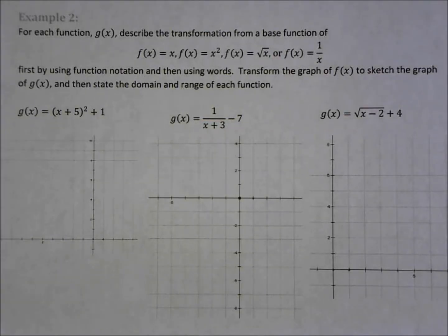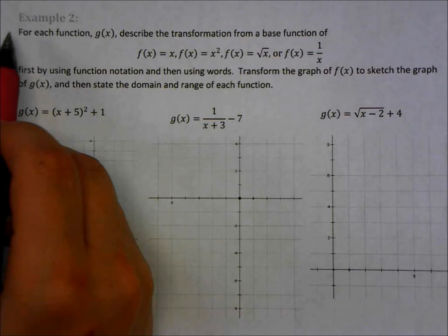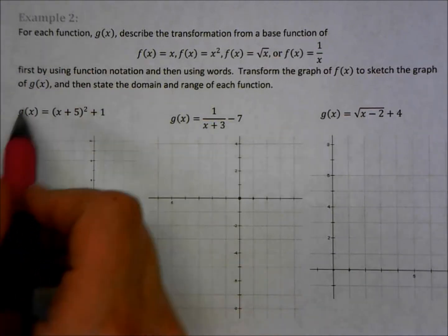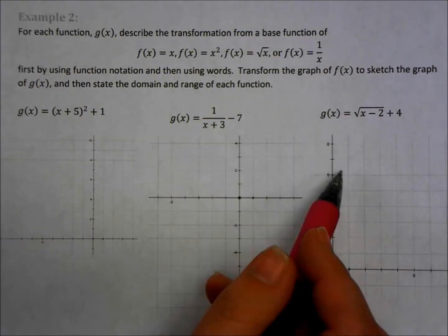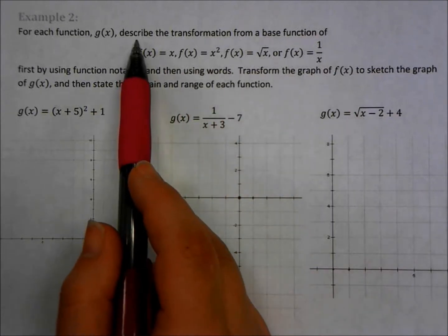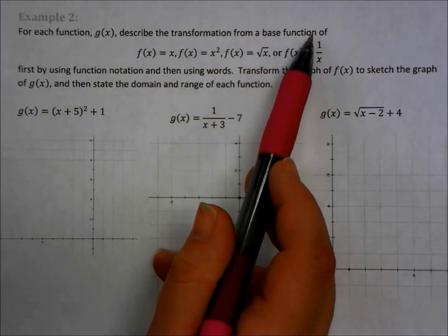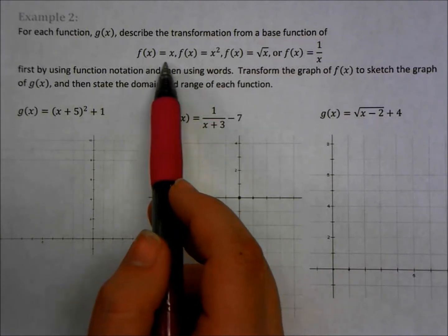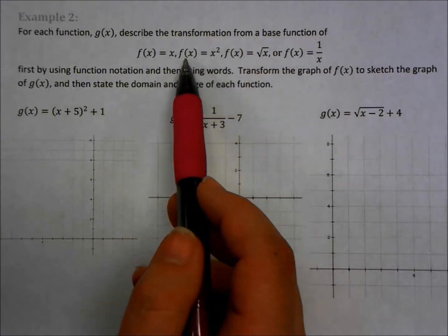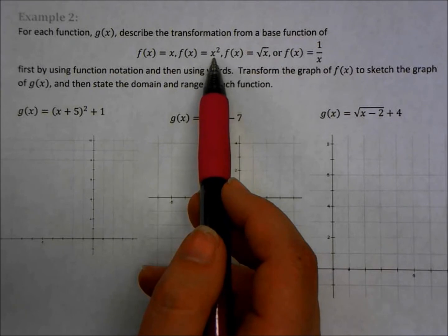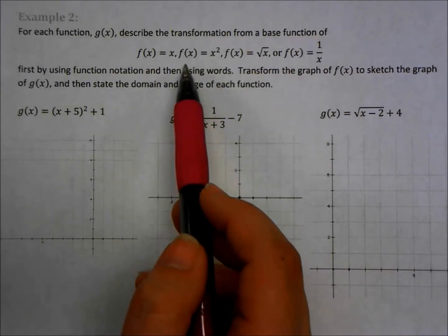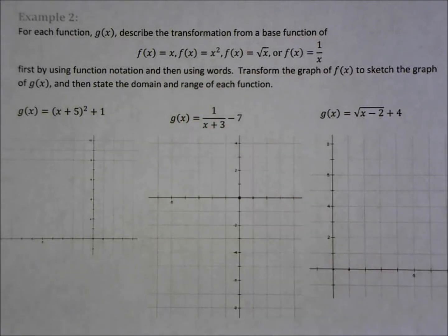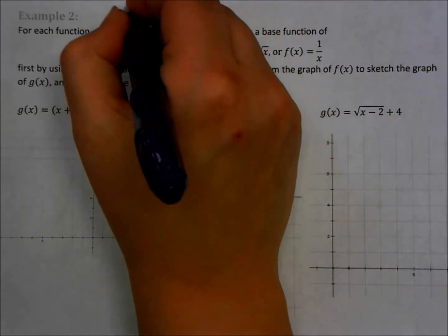So in the second example, we're going to look for each function g of x, here, here, and here. We're going to describe the transformations from a base function. The base functions that may be used are f of x equals x, f of x equals x squared. So that's the parabola, straight line, parabola. We've got f of x equals square root of x.